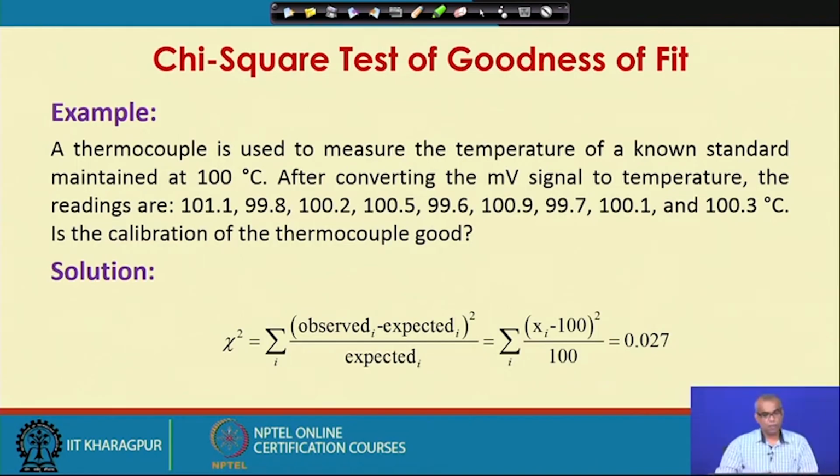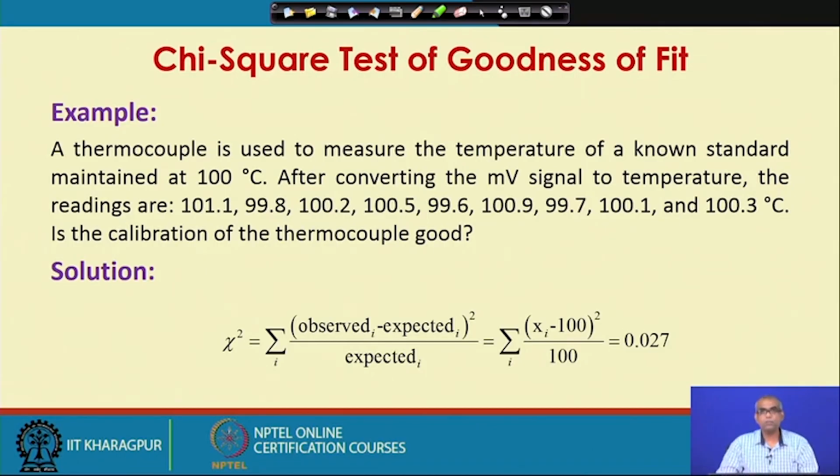So, we will take an example to make it more clear. A thermocouple is used to measure the temperature of a known standard maintained at 100 degrees Celsius. After converting the millivolt signal to temperature, the readings are 101.1, 99.8, 100.2, 100.5, 99.6, 100.9, 99.7, 100.1 and 100.3 degrees Celsius. Is the calibration of the thermocouple good? Or in other words, are these values expected?